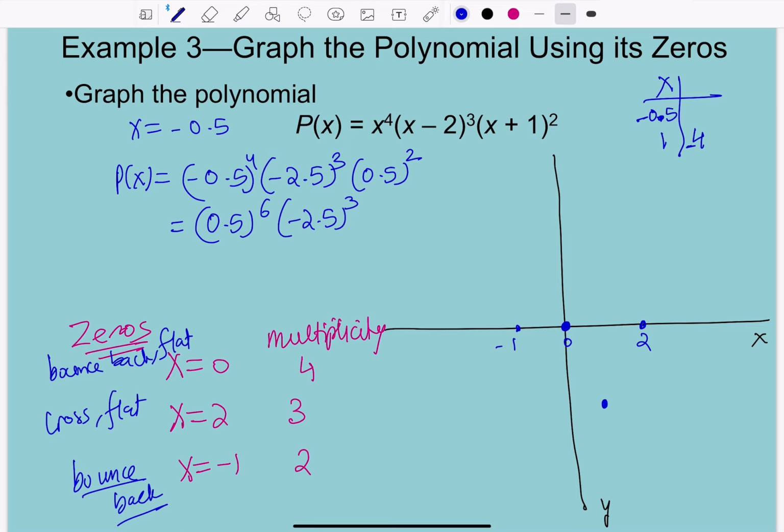Turns out to be -0.24. So I have some idea the y is going to be still negative over here. All right, so let's go ahead and graph this. I know my graph is going to touch and bounce back at 0, and my graph is also going to touch and bounce back at -1. So bouncing back at 0, bouncing back at -1, crossing at x equals 2.